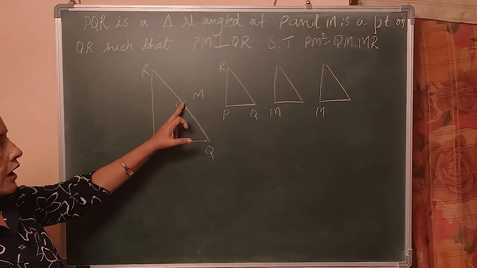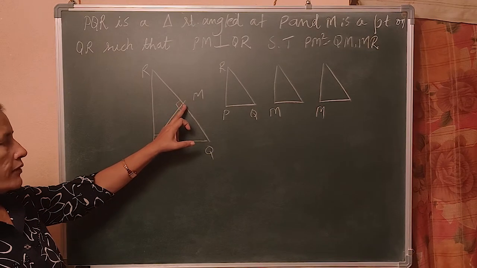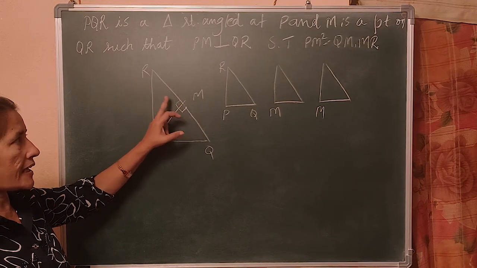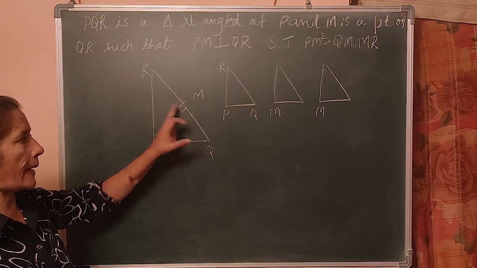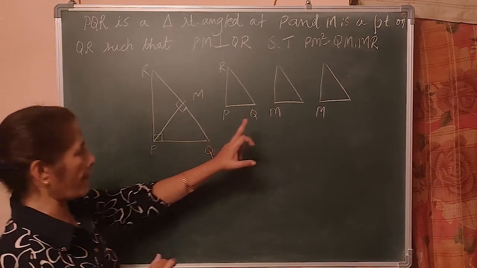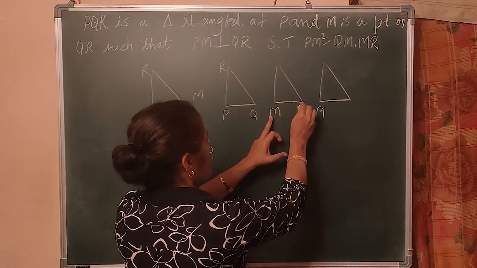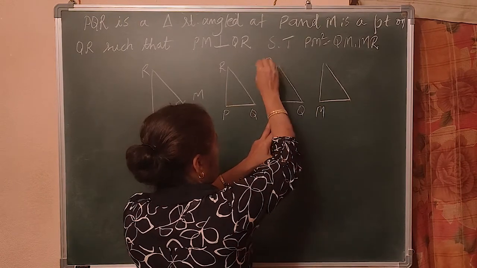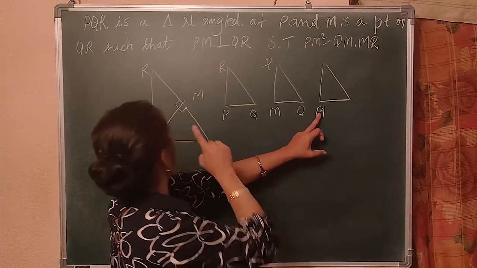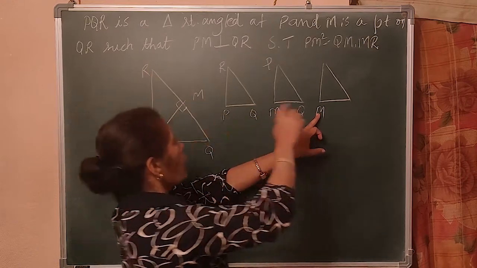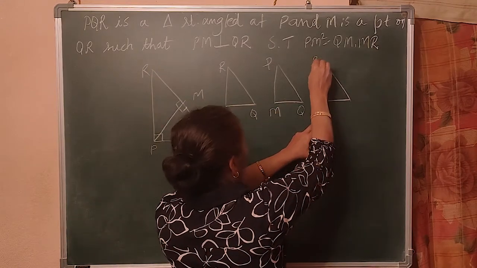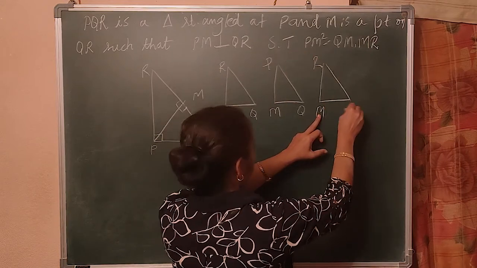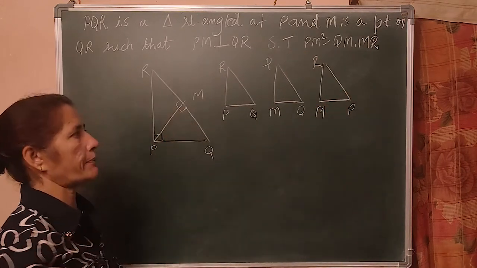Then it is very easy for you to prove. So now what is the next step? By this it has formed two triangles. One is MPQ. I name this Q because it is common, and I can write this as P. Another one is MRP. R common, P. So MRP.